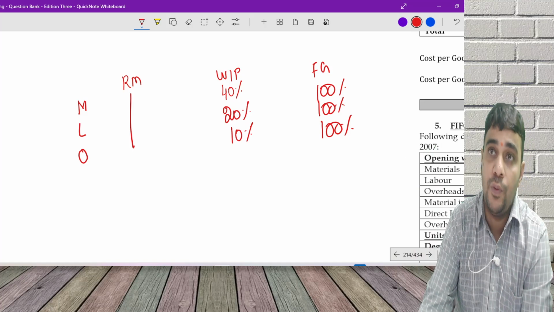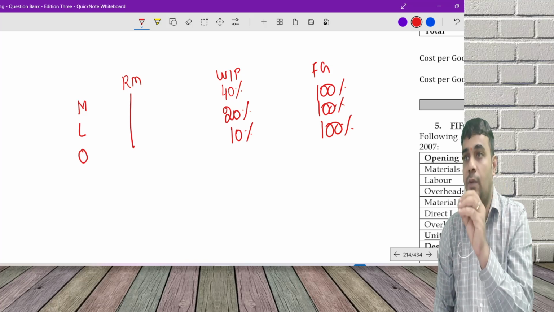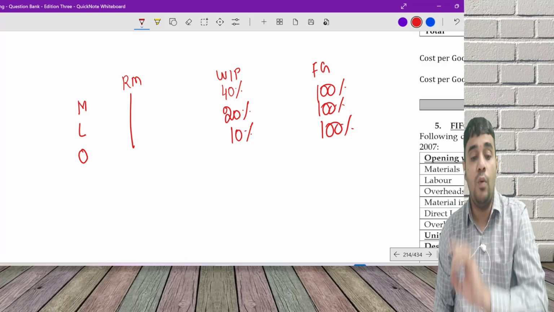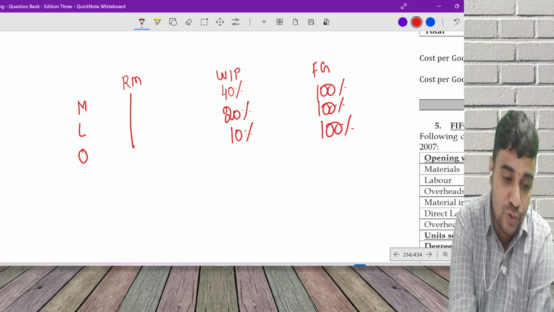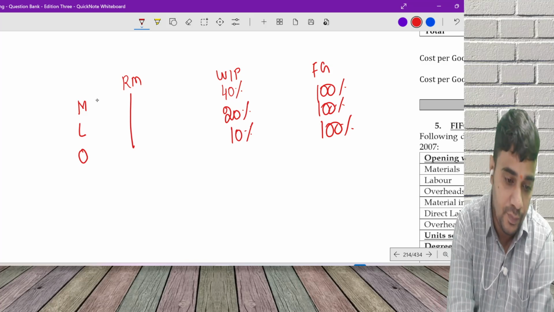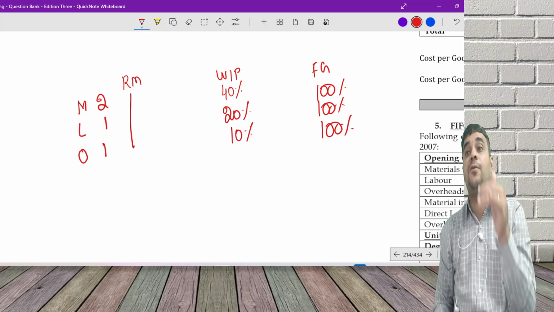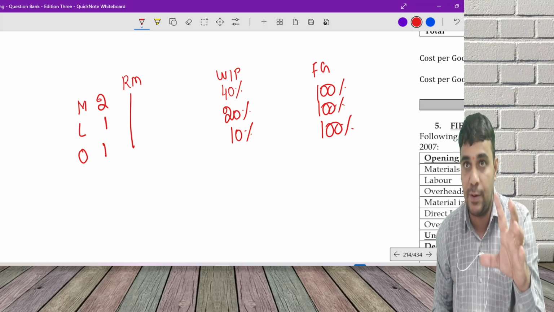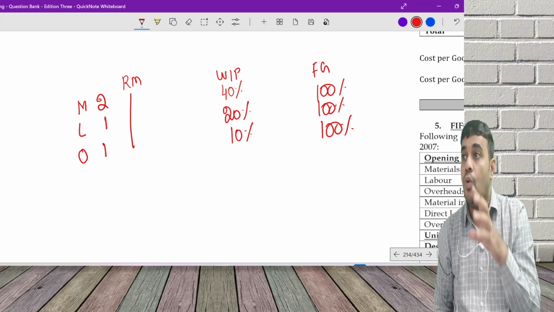Till now, what we were doing is we were saying cost per good unit is 4 rupees, 3 rupees, 2 rupees, 1 rupee. One number you have to give. Now, what you need to do is say cost per good unit is 4, but in that material is 2 rupees, labor is 1 rupee, overhead is 1 rupee. You have to bifurcate that 4 rupees into how much is the material cost per unit, how much is the labor cost per unit, how much is the overhead cost per unit.